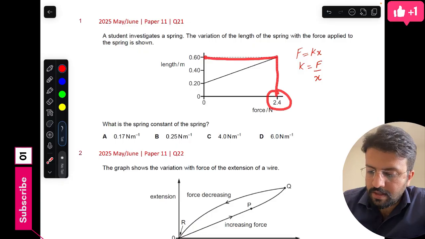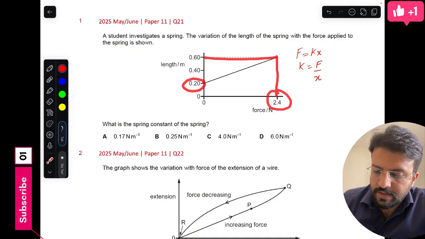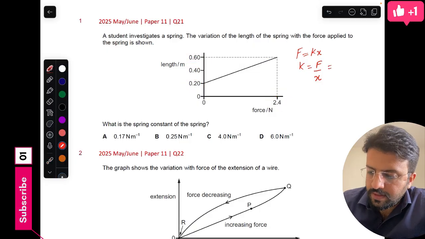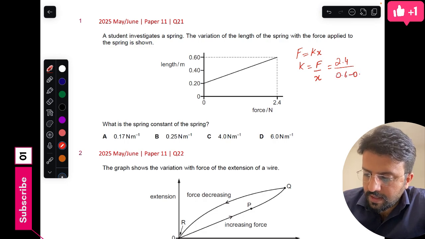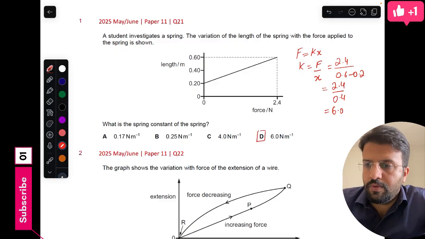The common mistake is that students take 0.6. 0.6 is the final length, it's not the extension. It started from 0.2 and it's moving till 0.6. So the change in length is 0.6 minus 0.2. So it will be 2.4 divided by the change in length, which is 0.6 minus 0.2. That will be 2.4 divided by 0.4. This will give you 6.0. So it's option D.